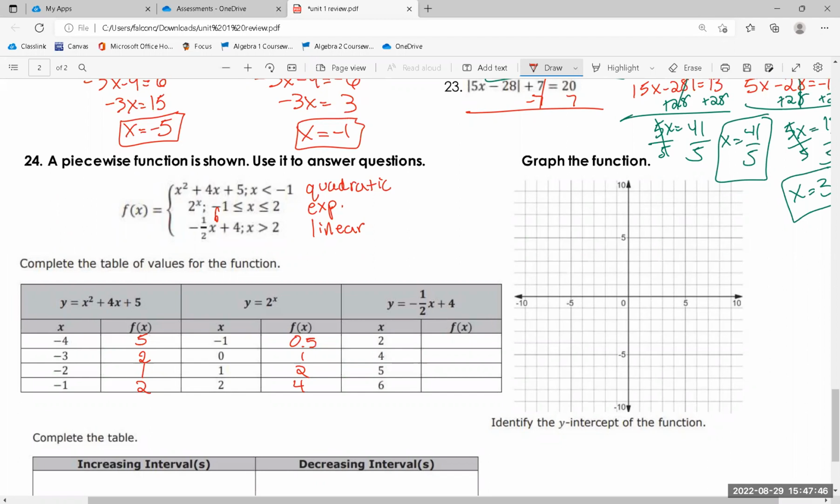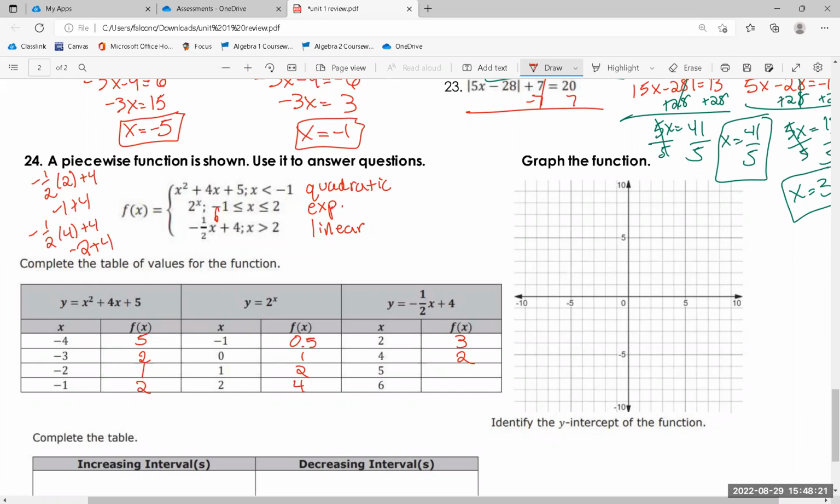All right. Last one, the linear one, plug it in. So -1/2 x plus 4. We're going to plug in 2. So I'll have -1/2 times 2 plus 4. -1/2 times 2 will give me a -1 plus 4. So 3. All right, plugging in 4, I'm going to have -1/2 times 4 plus 4. -1/2 times 4 is -2. -2 plus 4 is 2.